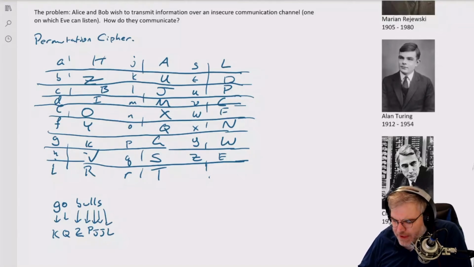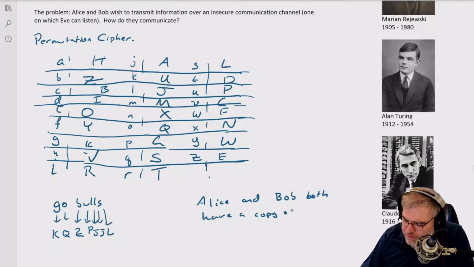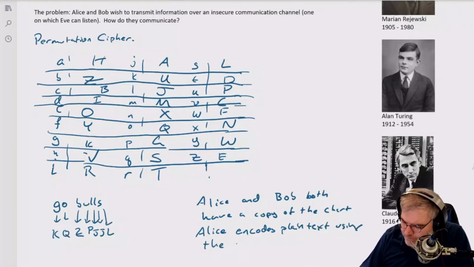So if Alice sends Bob a message, Alice and Bob both have a copy of the chart. Alice substitutes, it's just called the substitution cipher or permutation cipher. Alice encodes plain text using the chart. Bob decrypts it using the same chart.